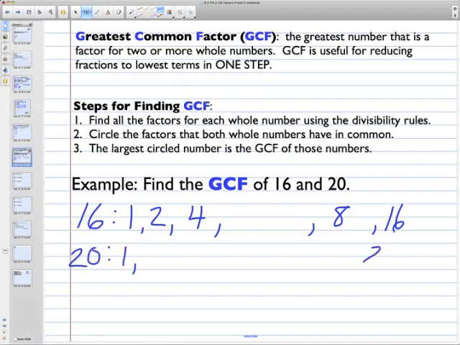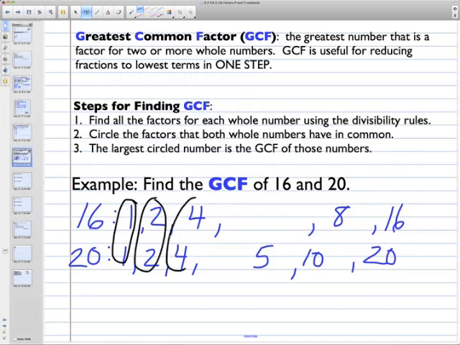1 and 20, 2 and 10, 3 doesn't work, 4 does, and 6, 7, 8, and 9 do not work as well, and then I'm at 10, so these are the factors for 20. Our second step is to circle all the factors that both numbers have. So of course that'd be 1, 2, 4, and that's it. Then looking at the largest number circled, it would be 4. So the GCF of 16 and 20 is 4.